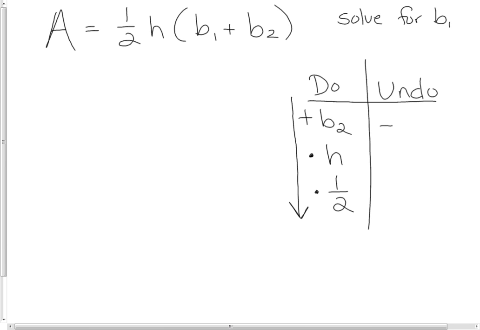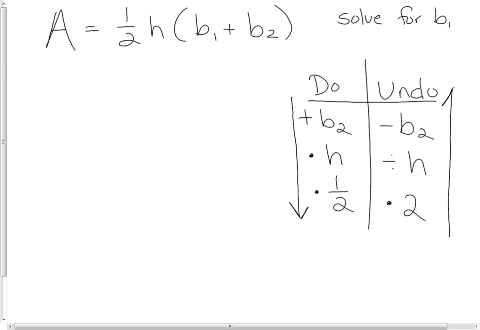Now to undo these, we would subtract b2, divide by h, and then multiply by 2. The initial reaction there might be to divide by 1/2, and that is technically correct. But we don't want to divide by 1/2 because then we've got multiple fraction bars and it becomes more complicated than it should be. So what I want you to remember is that the opposite of multiplying by a fraction, in this case 1/2, is multiplying by its reciprocal, the fraction flipped. So the opposite of multiplying by 1/2 would be multiplying by 2/1, or simply just 2.